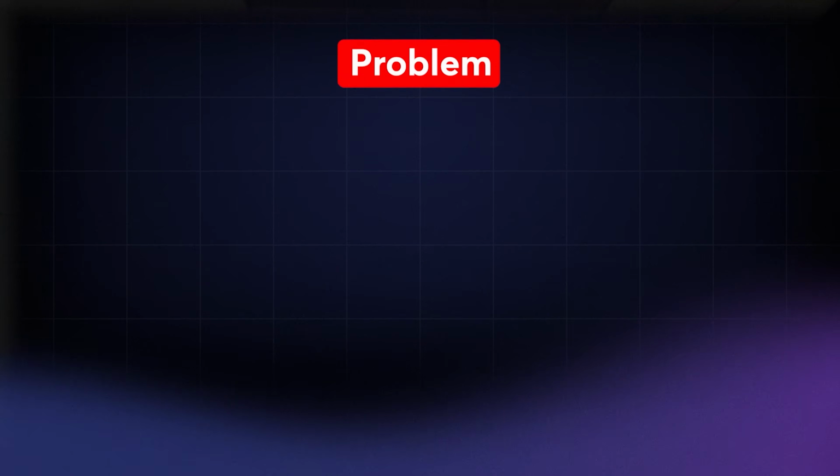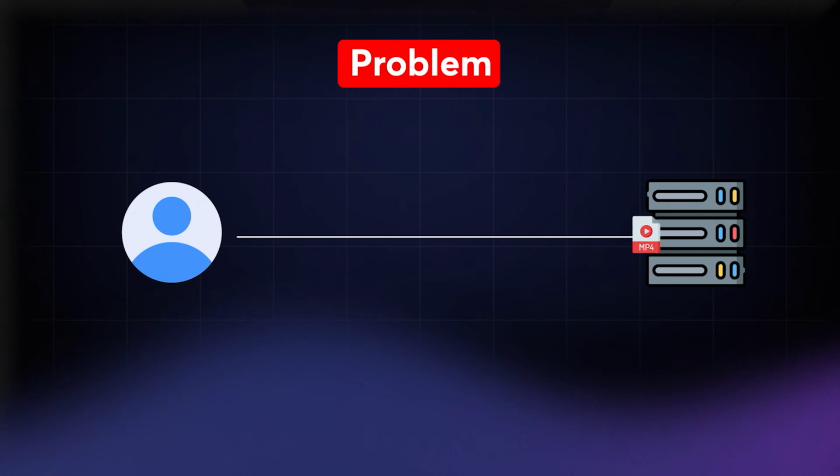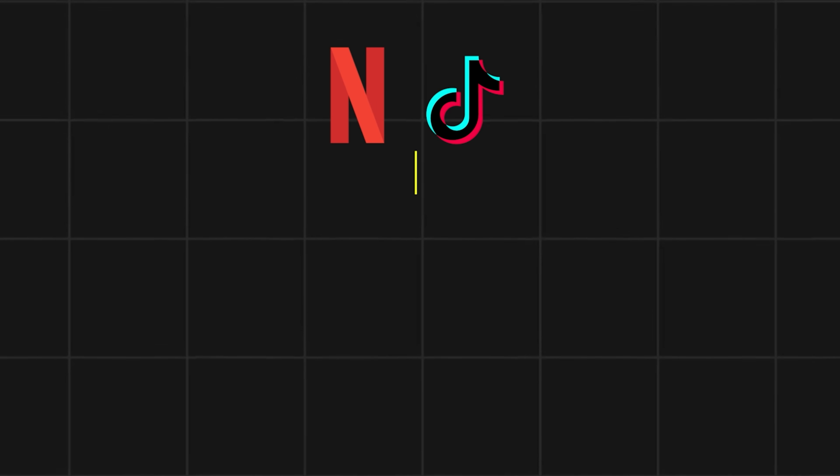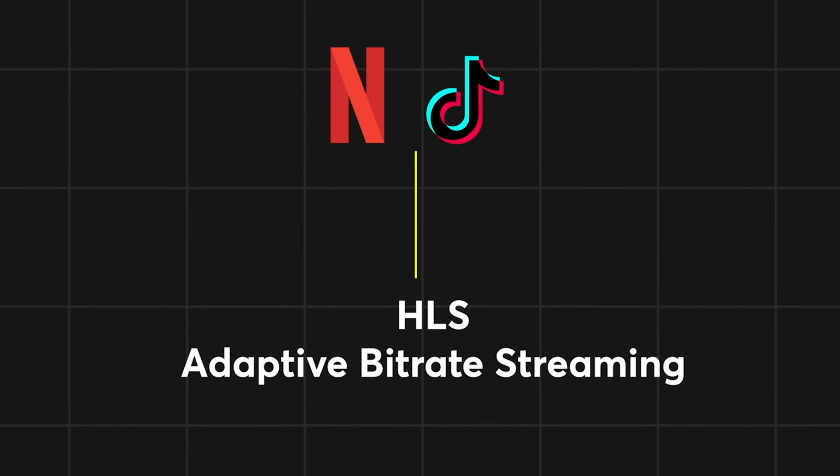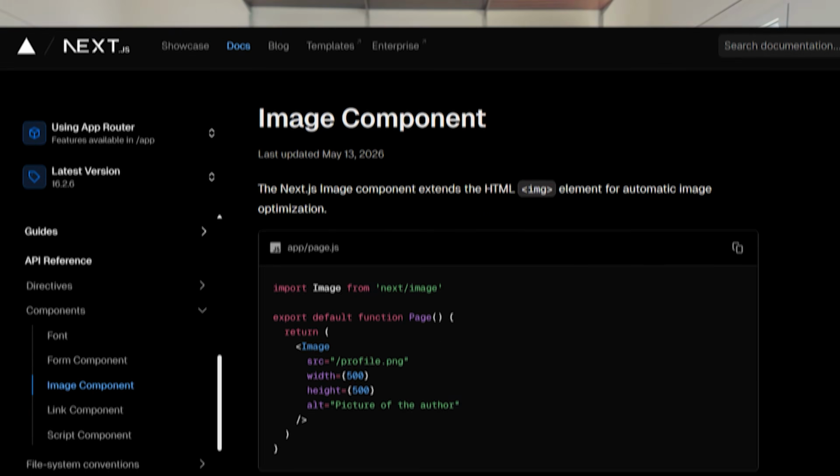So now here's the problem. If a user on a bad 4G network asks a server for a video and you send a raw MP4 file, they are going to choke. Netflix and TikTok use HLS adaptive bitrate streaming. The video quality dynamically shifts based on the user's internet. That's exactly what the Image component does in Next.js as well. Depending on the size and your device, it serves a different quality image.